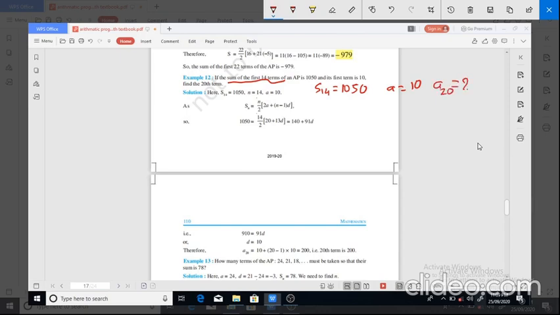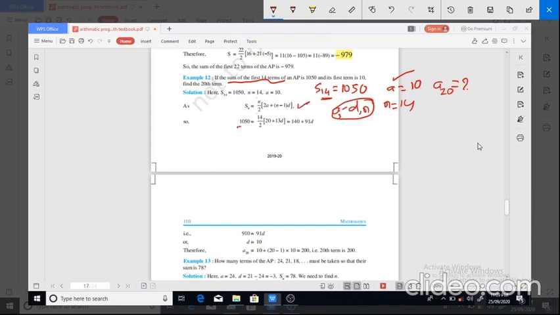In every question, we must know the values of three things. What are those? A, D, N. We have to find these three compulsorily. In this question, we already know A, and the value of N is here: N is equal to 14, A is 10. What is the D value? We don't know D. So put the values of A, N and S14 in this formula.